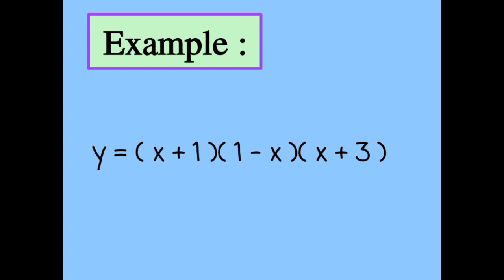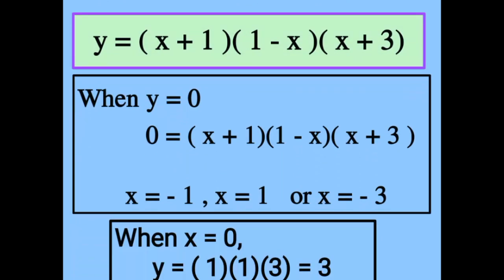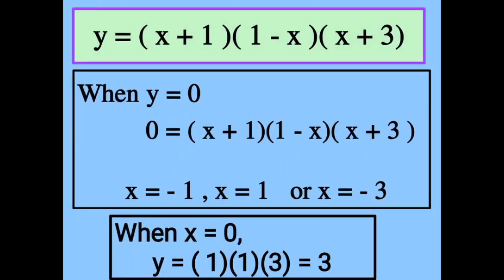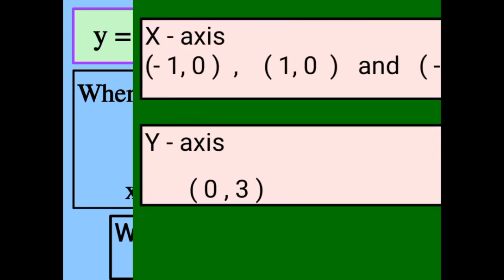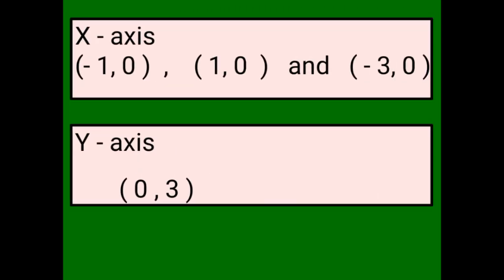y = (x + 1)(1 − x)(x + 3). When y equals 0, x equals minus 1, x equals 1 or x equals minus 3, and when x equals 0, y equals 1 times 3 equals 3. So, the graph crosses the x-axis at the coordinates (−1, 0), (1, 0) and (−3, 0), and the y-axis at the coordinates (0, 3).